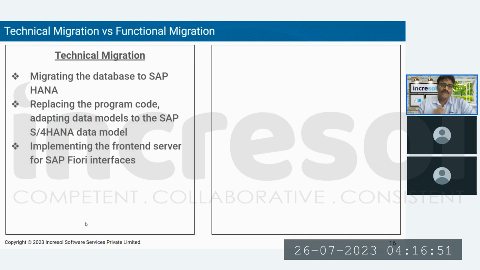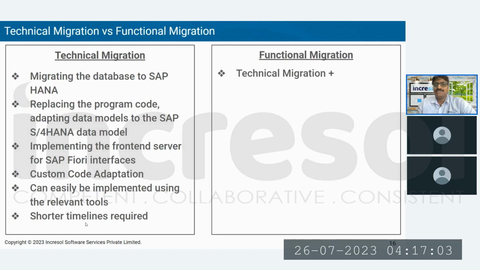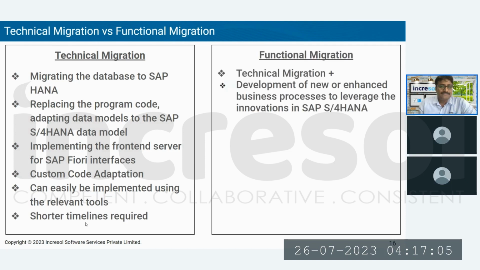Okay, and also you will implement your Fiori interfaces using SAP Fiori, and custom code adaptation is part of it, which can be done easily using relevant tools. Okay, shorter timelines are required in the technical migration. Whereas functional migration is nothing but technical migration plus the innovations, developments of new or enhanced business processes.